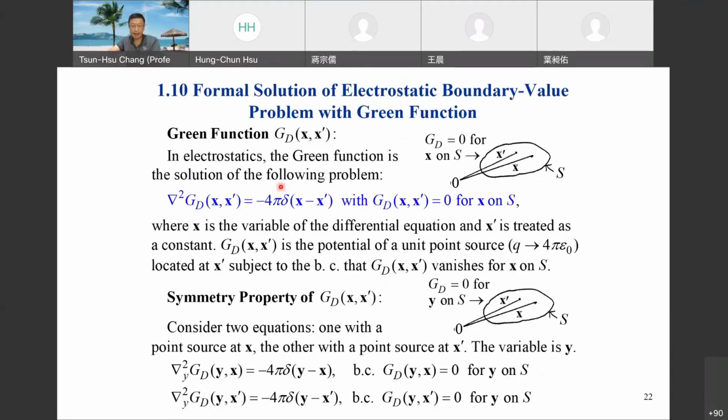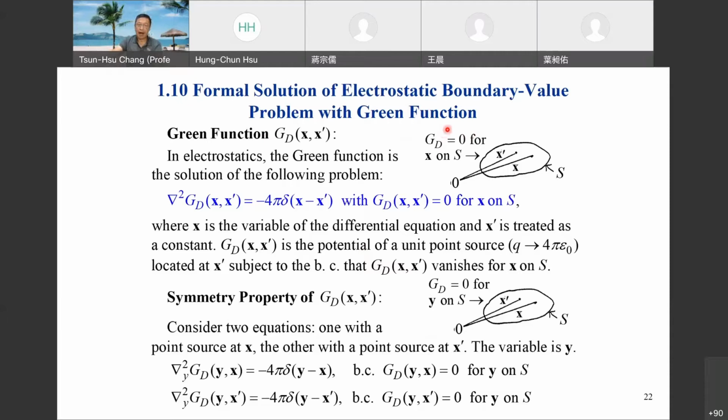Okay, let me show you another. Let me show you the green function. We just show you the simplest green function, 1 over the absolute value of x minus x prime. Okay, that's the simplest green function.